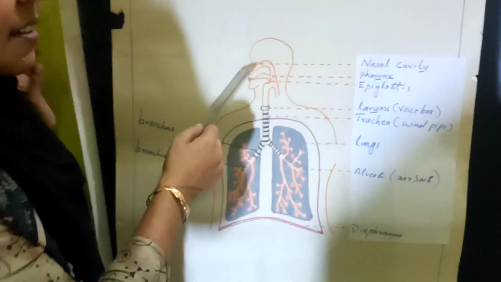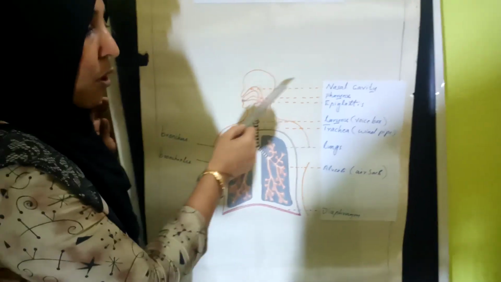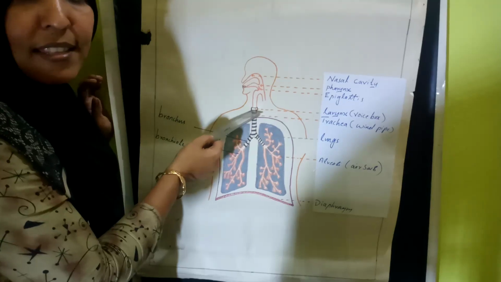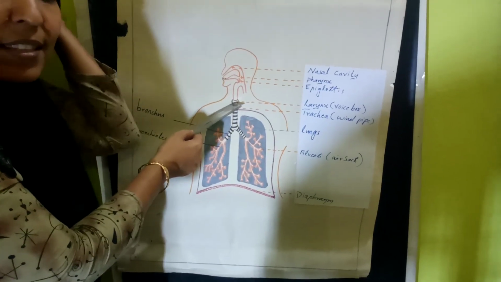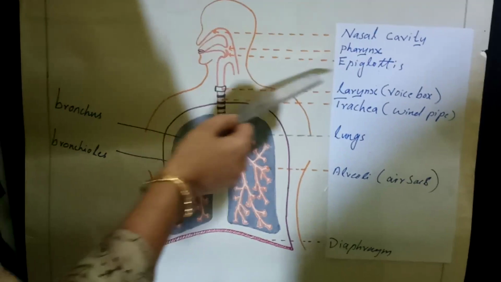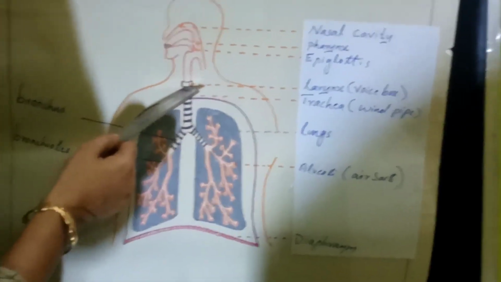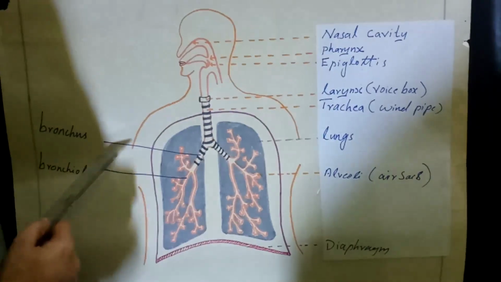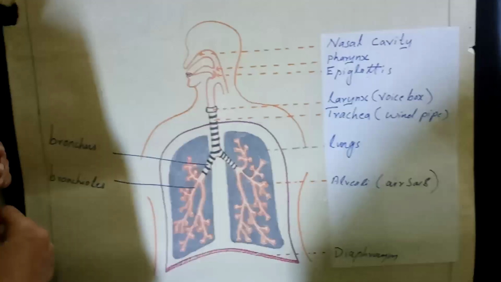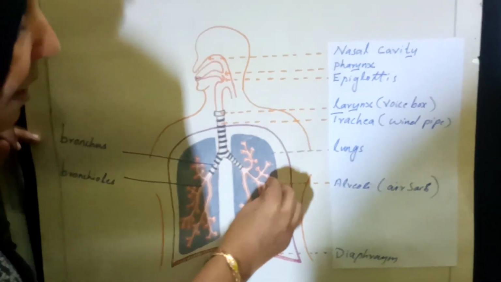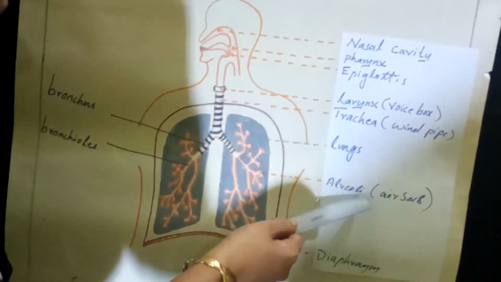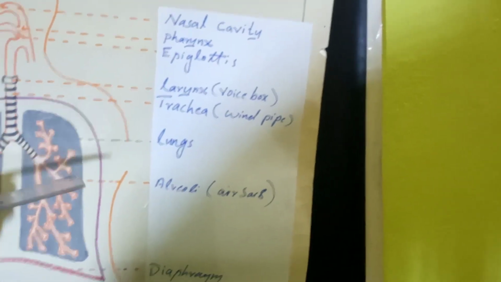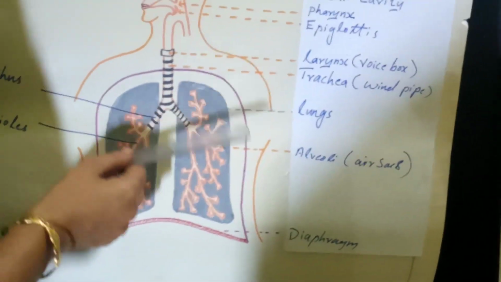Once more I am saying, the starting is the nostrils. Nostrils open to the nasal cavity. The nasal cavity in turn opens to the pharynx. The pharynx opens to the larynx. The larynx is the starting of the windpipe. It is also known as the voice box. Then the larynx opens to the trachea. The trachea divides into two bronchi. Each bronchus divides into bronchioles. Bronchioles end in small sac-like structures known as alveoli or air sacs. All these bronchi, bronchioles and air sacs are present inside the lungs.